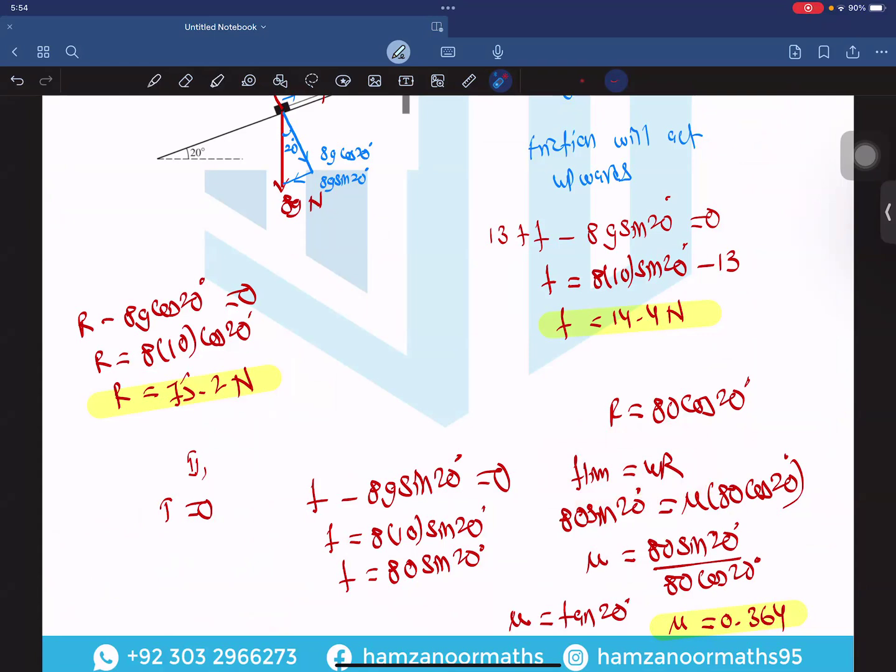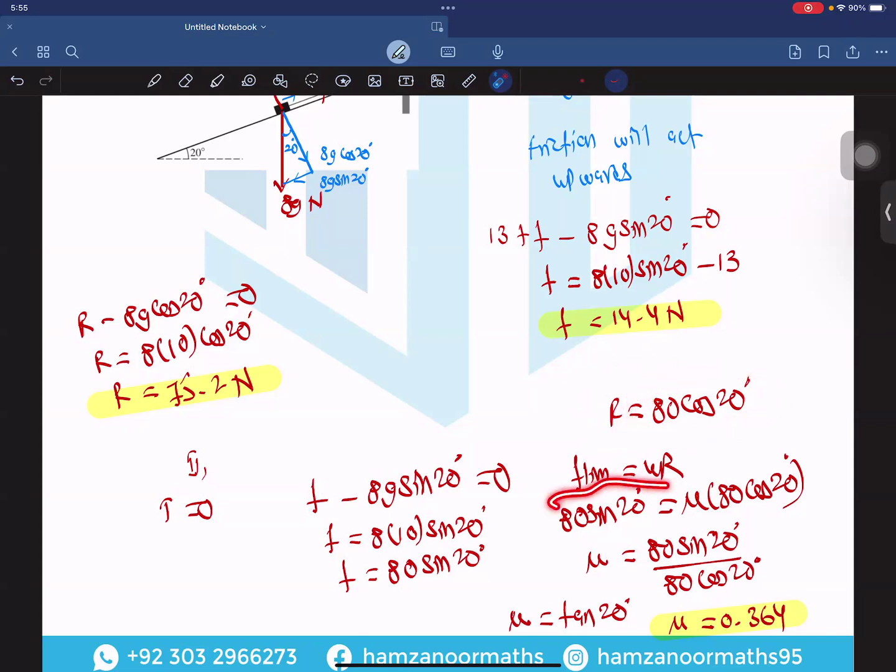So F minus 8g sine 20 is equal to 0. F is equal to 8 into 10 into sine 20, so F is equal to 80 sine 20. This means that the maximum friction F lim, F max is basically 80 sine 20. And as we know, the magnitude of the normal contact force is given by 80 cos 20. I want to find an accurate value correct to 3SF for the coefficient of friction, so I'm going to use this exact expression.